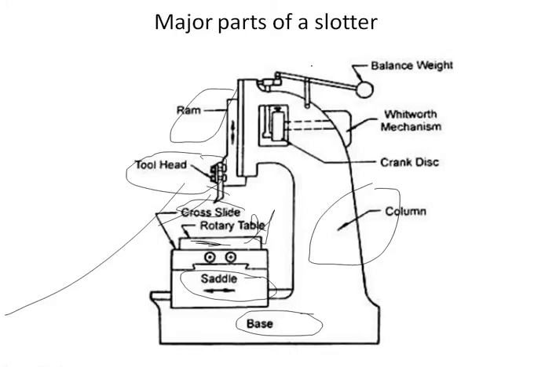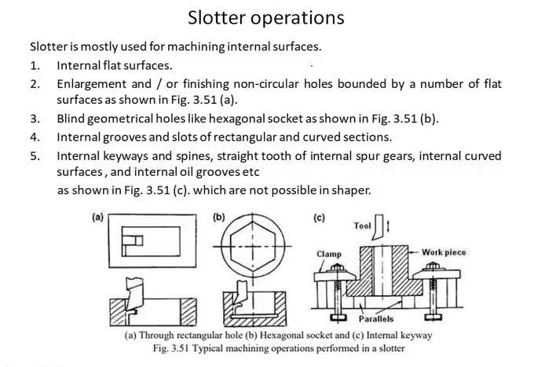Okay, next comes the slotter operations. Slotter is mostly used for machining internal surfaces. First one, internal flat surfaces. You all can see in figure A the enlargement or finishing of non-circular holes bounded by a number of flat surfaces.